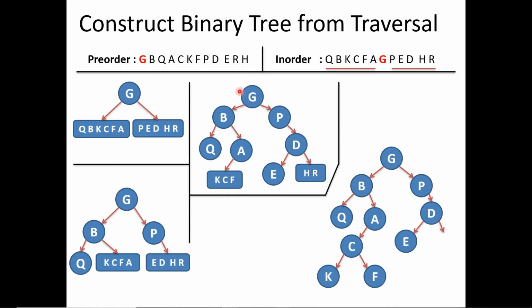Now HR is the right child of node D. So from H and R, which node becomes the parent? For this we have to check in pre-order. In pre-order, R comes first. So R becomes the parent of this subtree and R has no right child. So H becomes the left child of node R. So this way we can construct a binary tree from the given pre-order and in-order. Thank you.